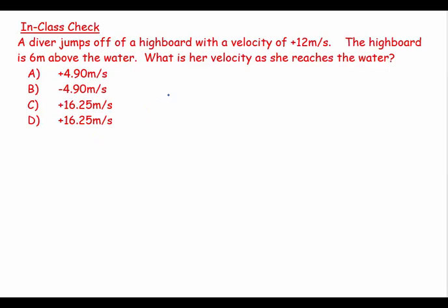Hi, this question says a diver jumps off a high board with a velocity of plus 12 meters per second. So here's the dive board, here's the high board, and we can picture this diver jumping up in the air, stopping, and then returning to the water. And she jumps up with an initial velocity. So Vi is equal to plus 12 meters per second.